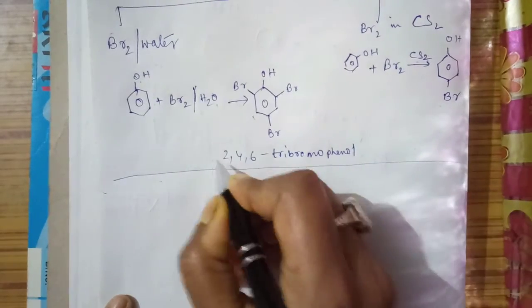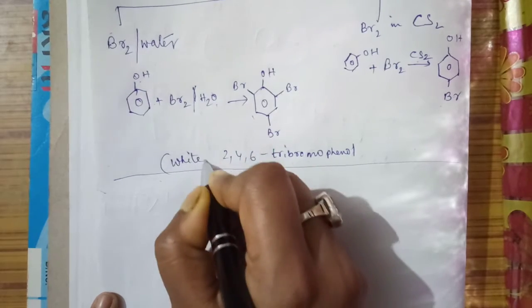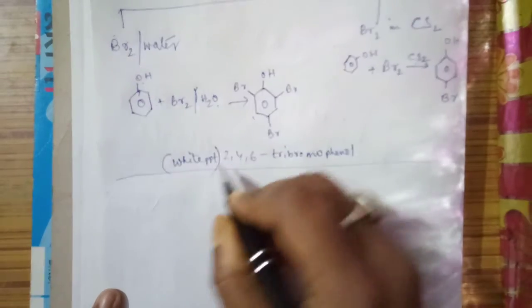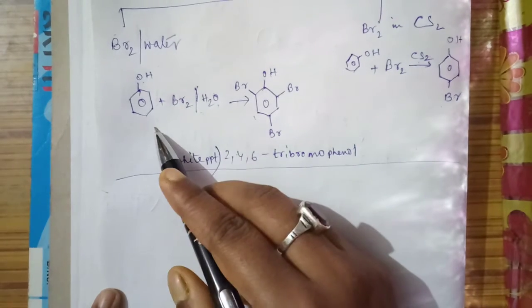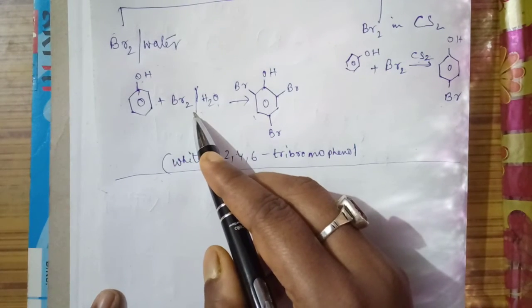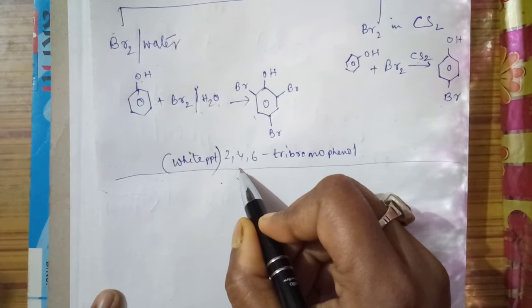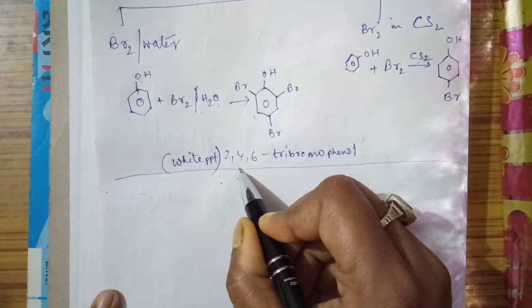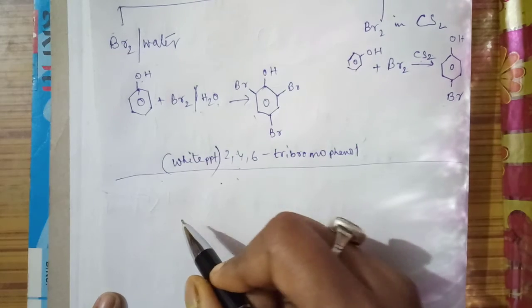The color of this compound is white, a white precipitate. You can distinguish phenol from alcohol with this reaction, that is, any alcohol and phenol. If you add bromine water, the solution which gives you the white precipitate is the phenol. In this way we can distinguish between an alcohol and a phenol.